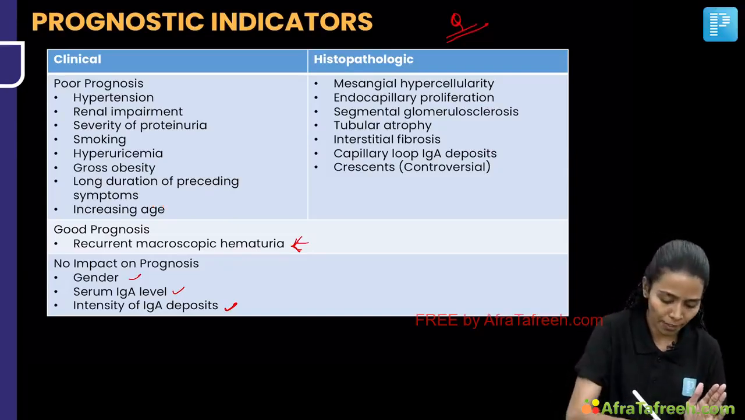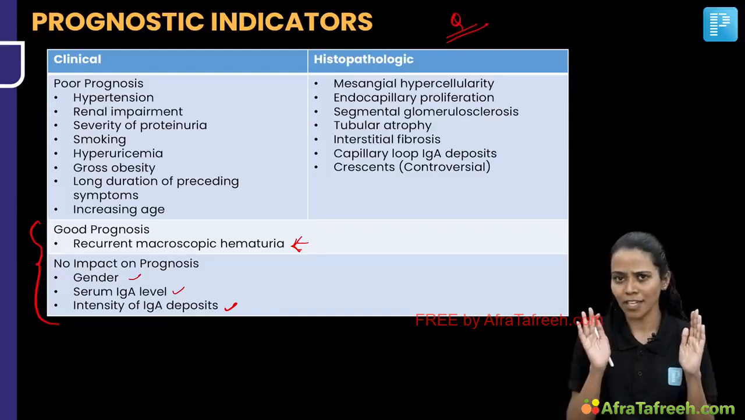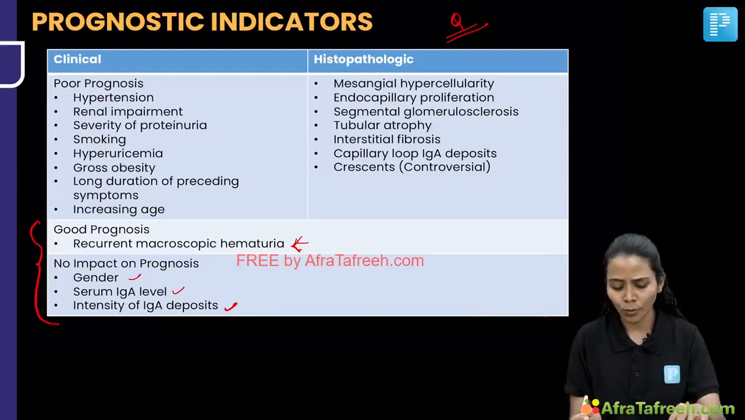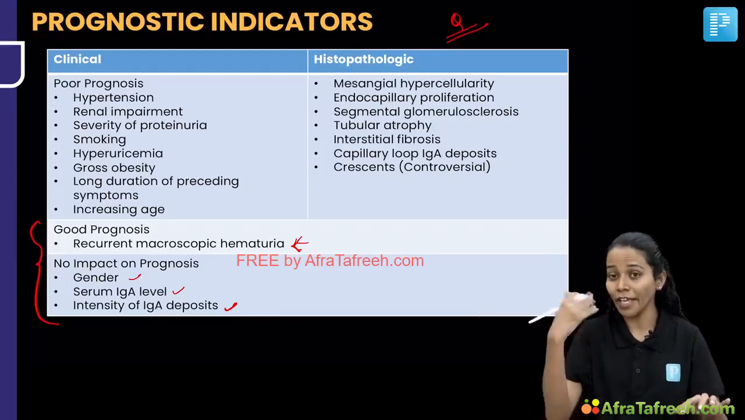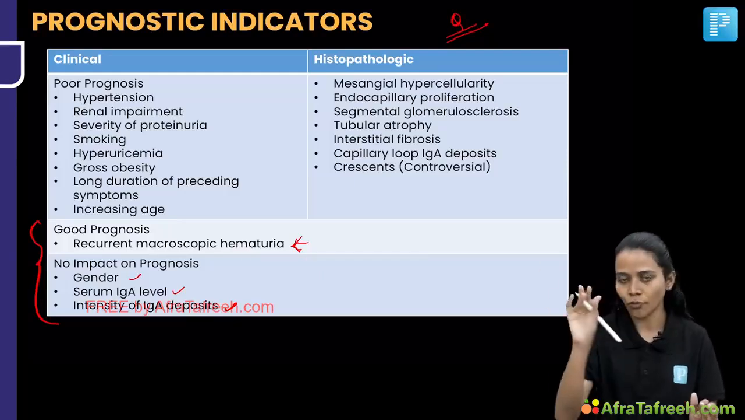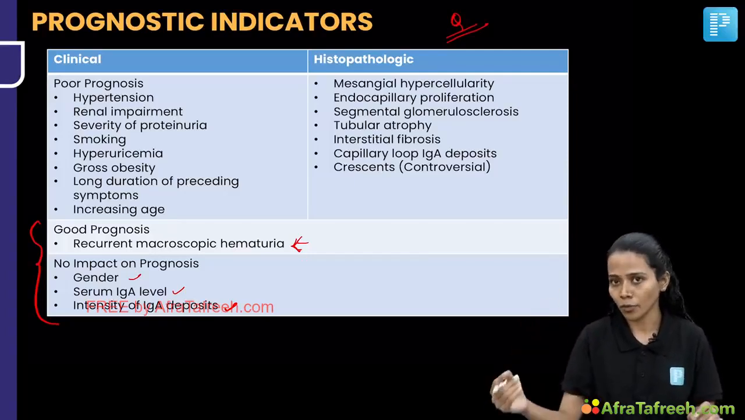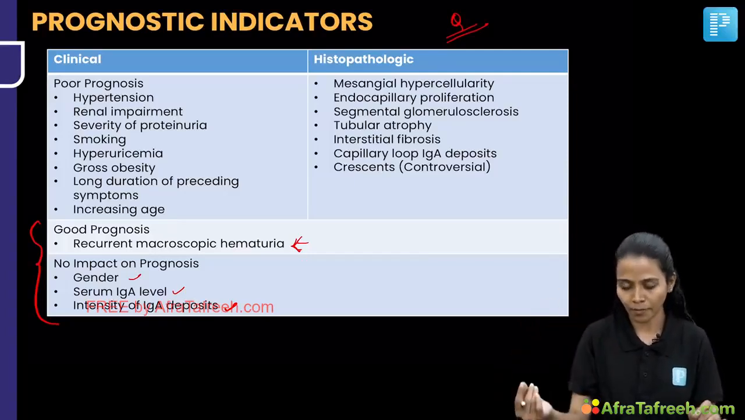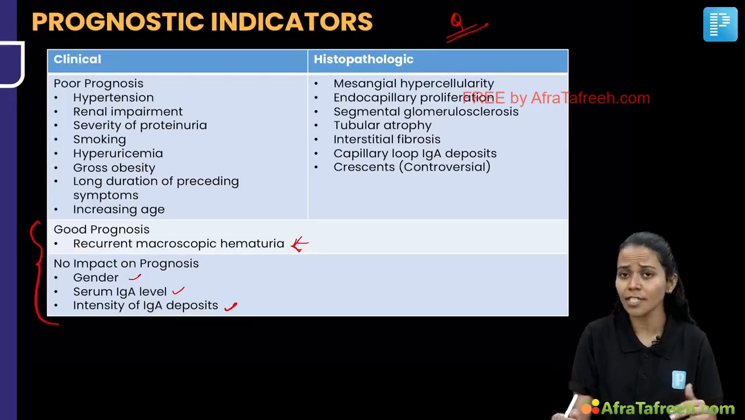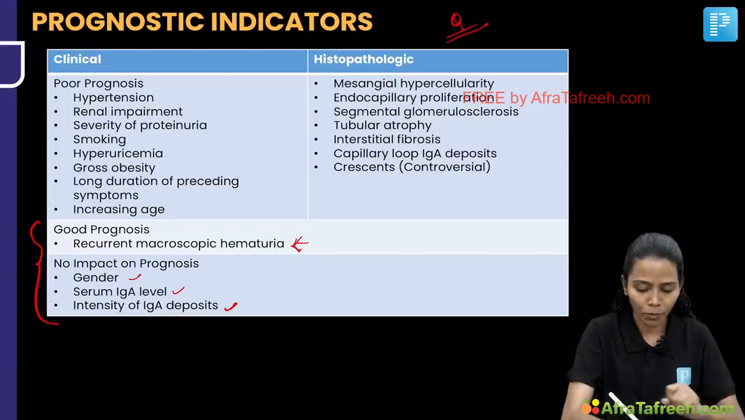So once you remember these things, the other things are okay, because see, this is not a theory paper, it is an MCQ question. So mostly the questions will be of exception, of which these will be the options. For example, a question will be like, they will give you a clinical scenario of IgA nephropathy. Then they will ask all of the following are poor prognostic factors in this patient except, out of which recurrent macroscopic hematuria can be an option. Okay.